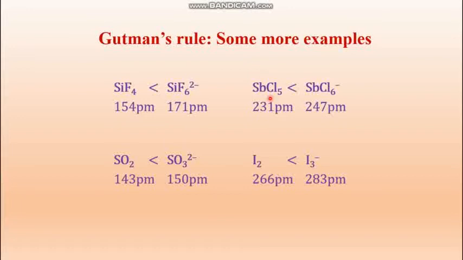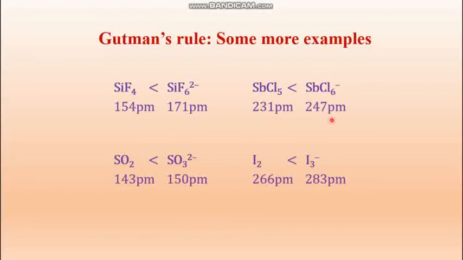Similarly, SbCl5, antimony pentachloride, reacts with chloride ion, which is an acid-base reaction. This is the acid and Cl- is a base. Then the same thing happens. The partial positive character of the Sb, or antimony, atom decreases. As a result, lengthening of the bond takes place. So the bond length of Sb-Cl increases from 231 picometer to 247 picometer.